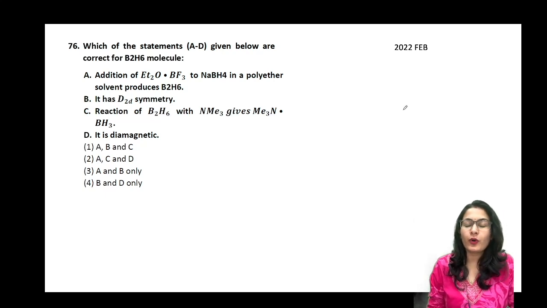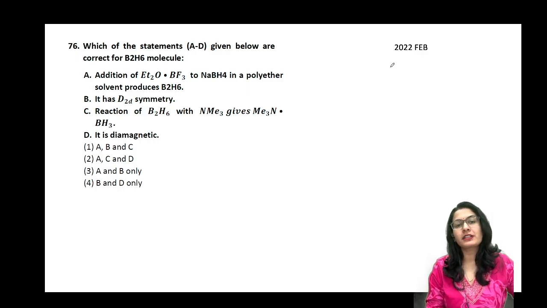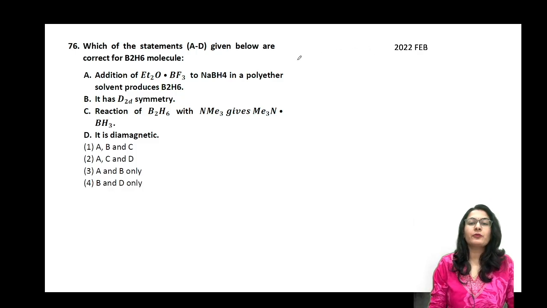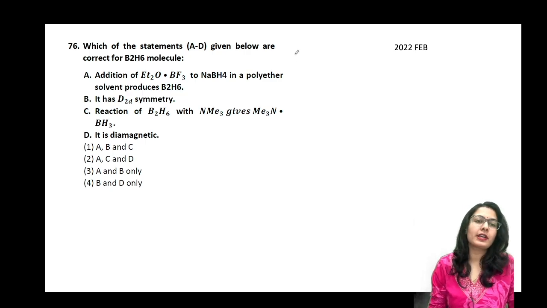Now we are going to move onwards to study group 14. But before that, I told you I will be discussing few questions on group 13 which have been asked in the recent CSIR NET papers. Okay, these are some really important questions. So let's check them out.